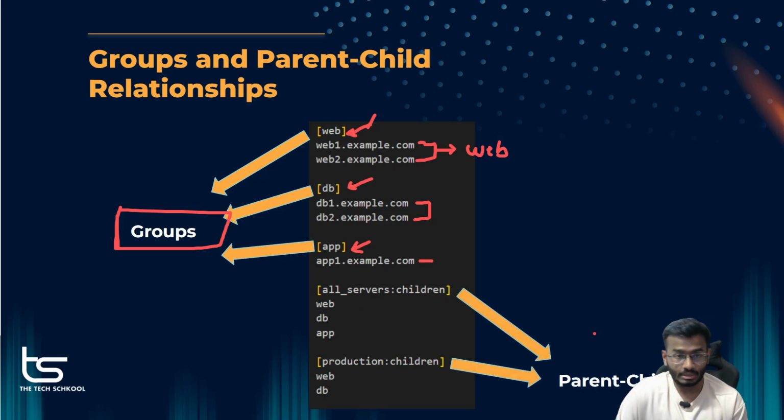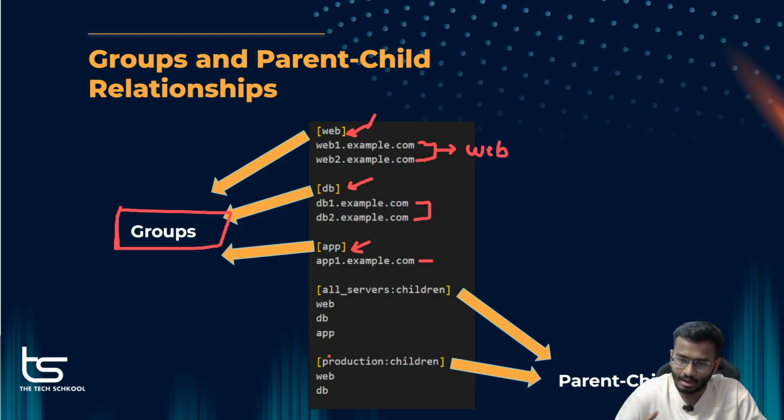The second concept is parent-child relationships. After we create a group, we can create a parent-child relationship. That is, we can mention an alias for the parent and children, and mention all those groups that we previously mentioned inside it. So you can see clearly, web, DB, and app. Now all these servers will get included directly inside all_servers. So this has become a parent-child relationship.